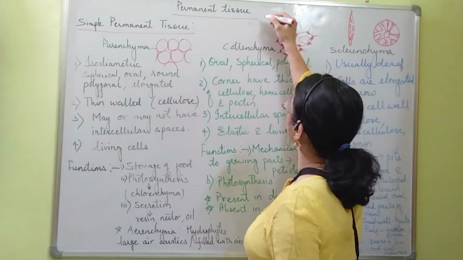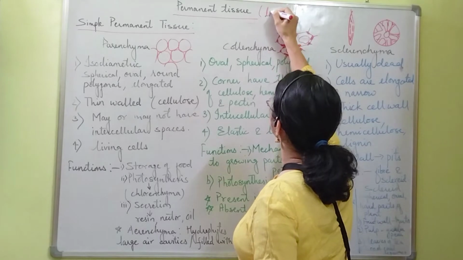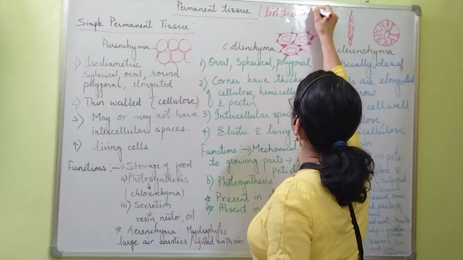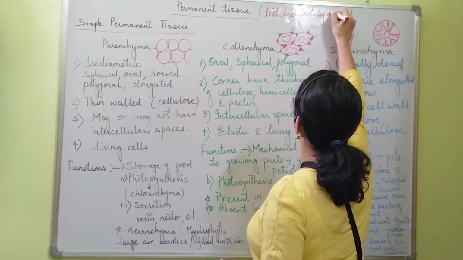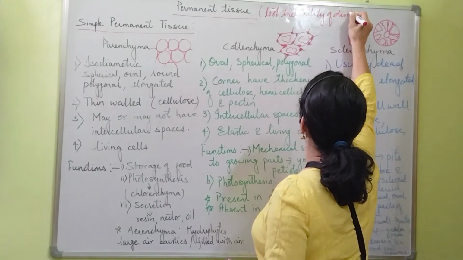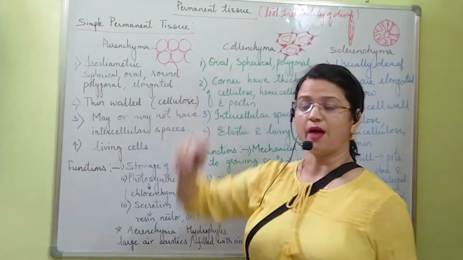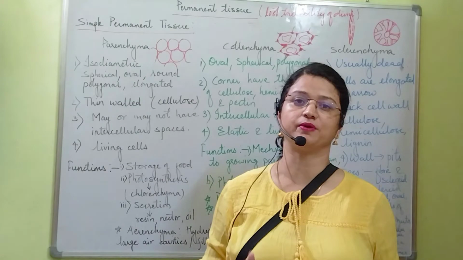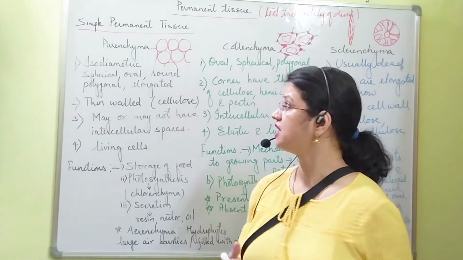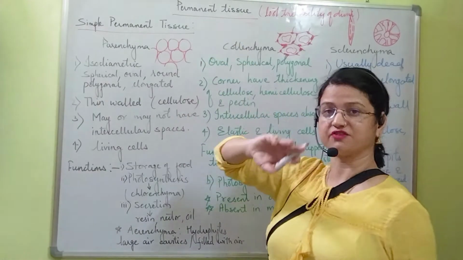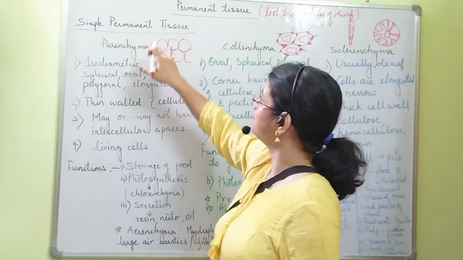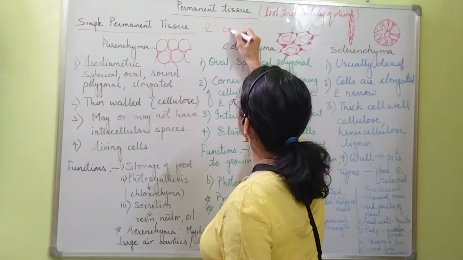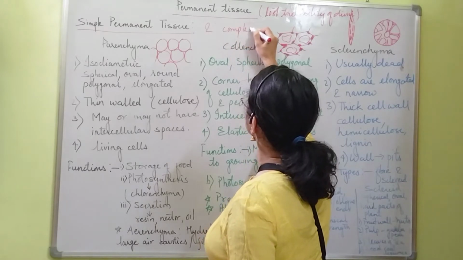Permanent tissue is that tissue which has lost the ability of division. These cells do not divide, but they will perform some specific function. So that tissue will be called permanent tissue. Now this permanent tissue is classified into two types: simple permanent tissue and complex permanent tissue.